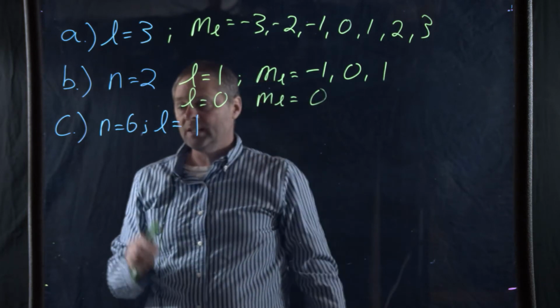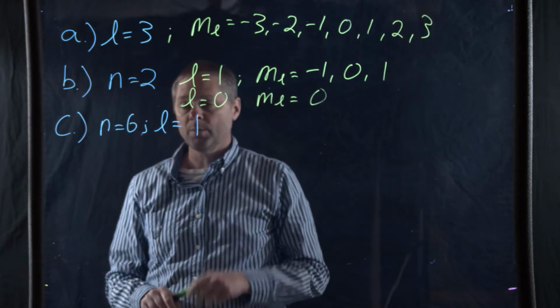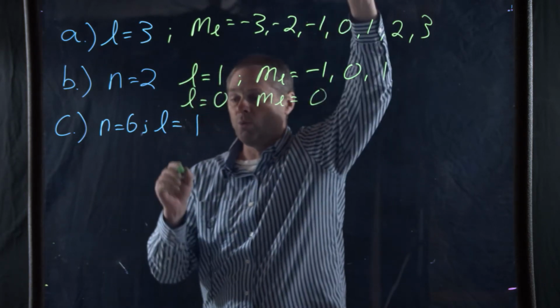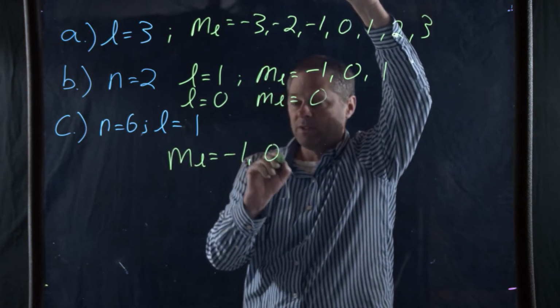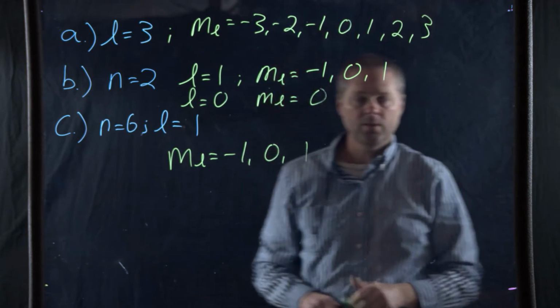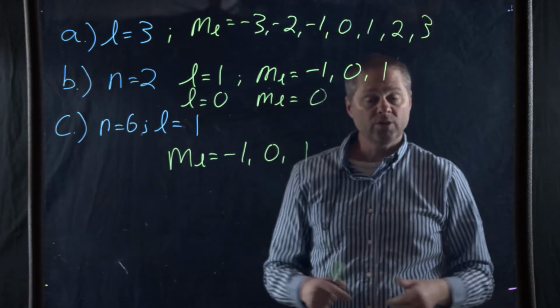Now for this case we have N, the principal quantum number, equal to 6, and L is equal to 1. Therefore, m sub L is equal to -1, 0, and 1. Okay? If you have any questions, please let me know.